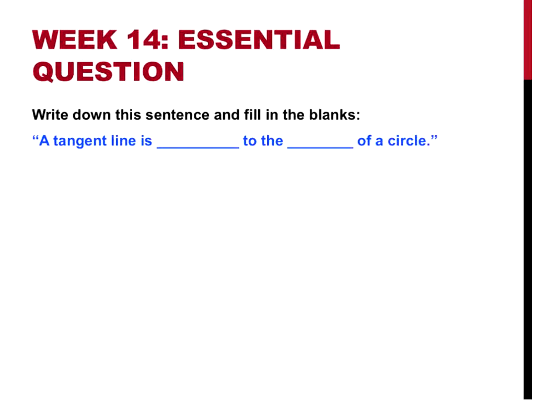Please take a moment and copy it down. I want you to write down my whole blue sentence, and by the end of today you'll be able to fill in the 2 blanks. So our essential question says a tangent line is blank to the blank of a circle. So inside the drop box, you will write that whole entire sentence and you will fill in the 2 blanks for me so that it is a completed sentence.